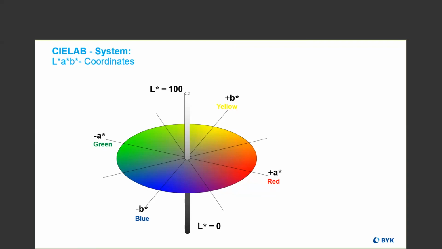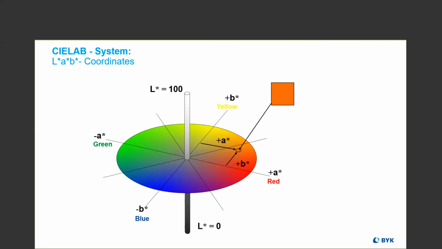So we can use these three numbers to describe any color in this color space. And when you take a measurement with your spectrophotometer, most often, this is the coordinate system. These are the numbers that you get. You get LAB numbers for your color.